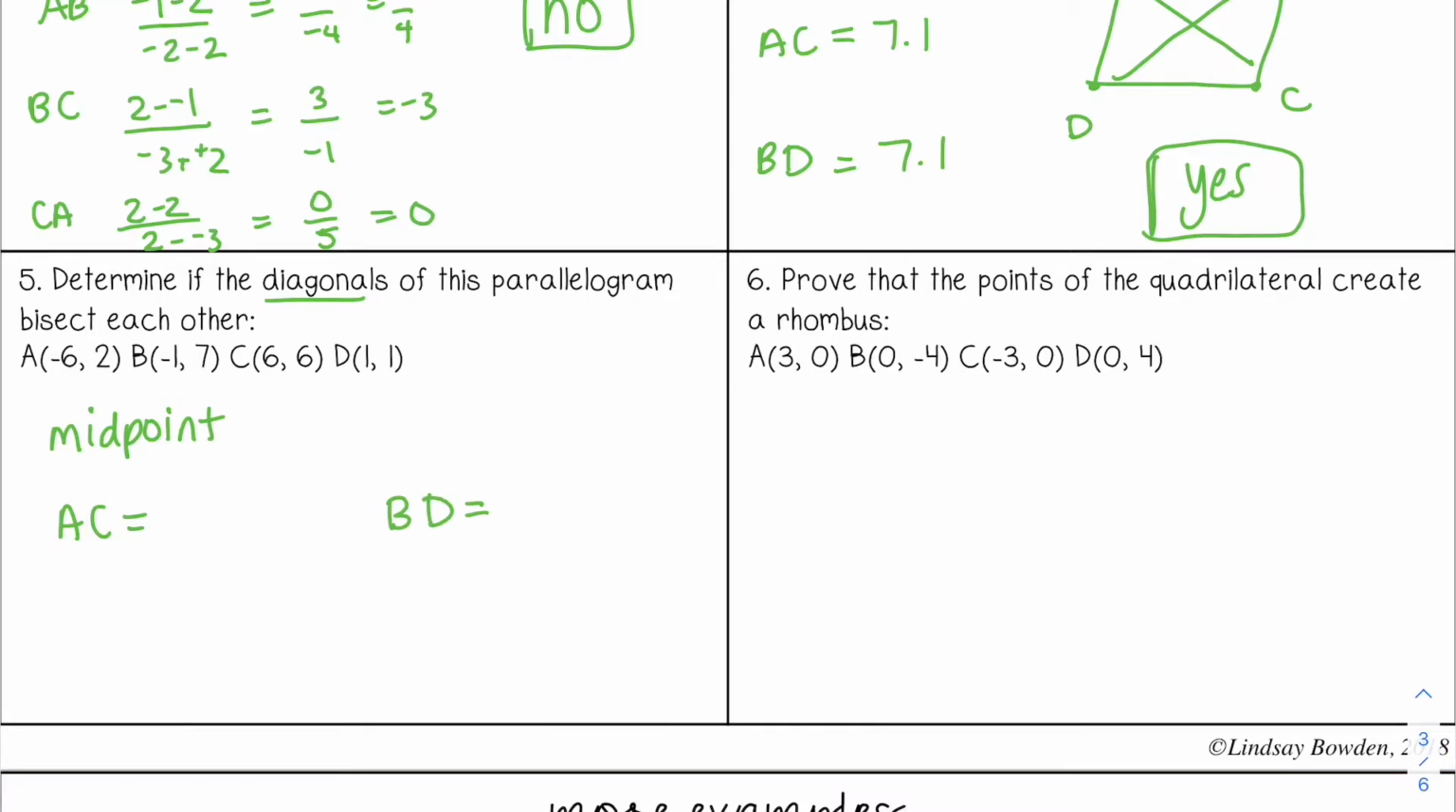And remember, midpoint, you add the x coordinates and divide by 2. Let me actually move this over a little bit. Okay, so x coordinates over 2, y coordinates over 2. So negative 6 plus 6, that's 0. 0 over 2 is 0. 2 plus 6 is 8, divided by 2 is 4. All right, so then we would do BD.